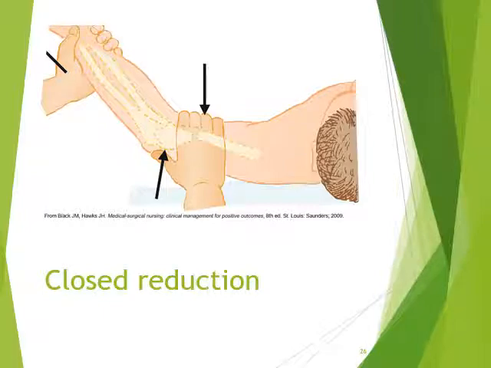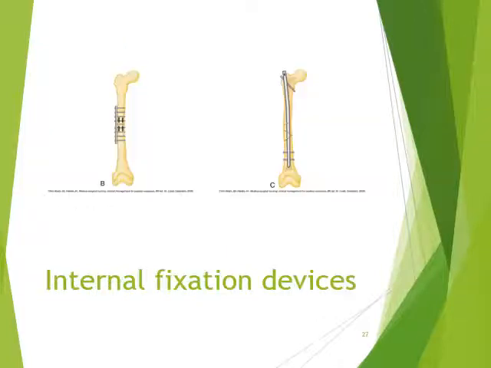So this is an example of a closed reduction. So they actually give the patient some pain medication and they reduce the fracture, or they make the alignment right externally. So they use their hands to put it into alignment. And then they would put a cast on that to make it stay in alignment. Internal fixation devices, you can see the plates and the wires, the screws that are involved in an internal fixation.